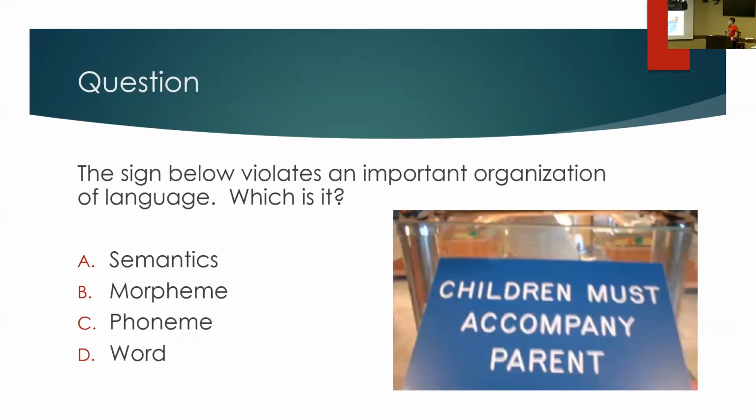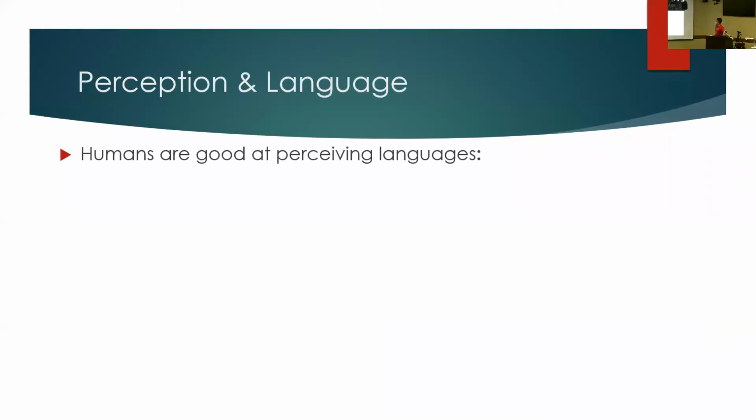Okay. So question, the sign here violates an important organization of language, and which is it? Children must accompany parents. Don't overthink. Semantics? Very good, semantics. So there's nothing wrong with the words, right? They are right, phonemes right, morphemes are right, so semantics.